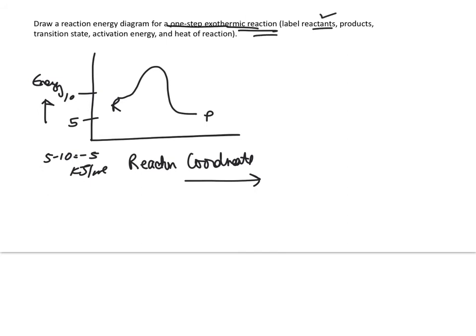So we label the reactants R, products P. The transition state would be right up here. Activation energy would be from this lowest point to the highest point, AE. And the delta heat of reaction would be from the reactant to the product. So it's this energy here, delta H, what we're actually subtracting. This is your delta H between the reactants and the products.